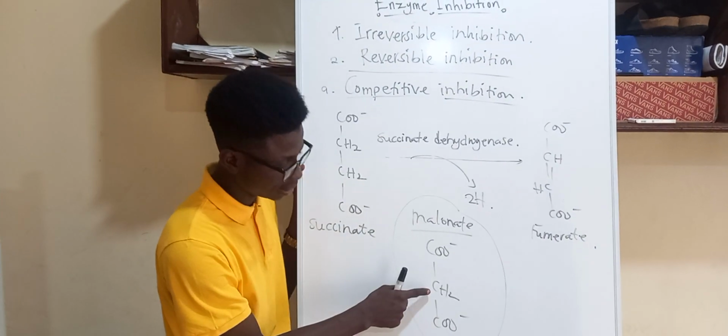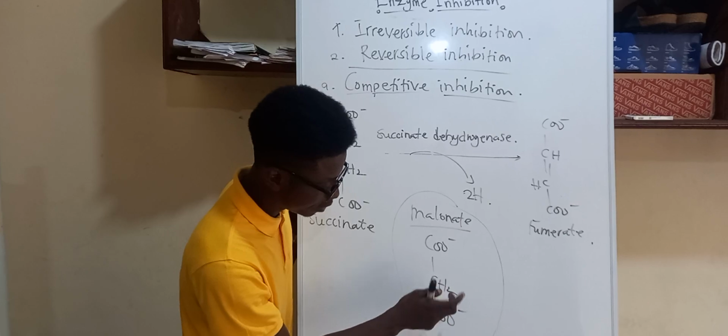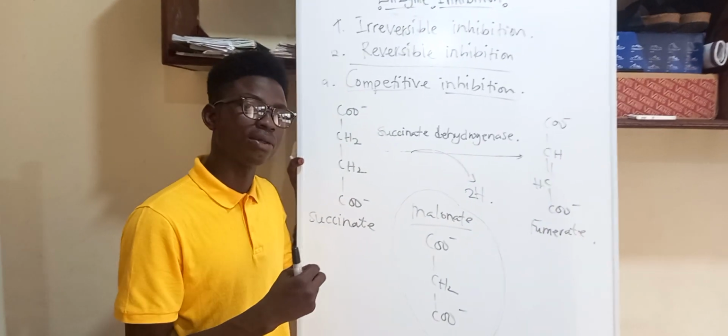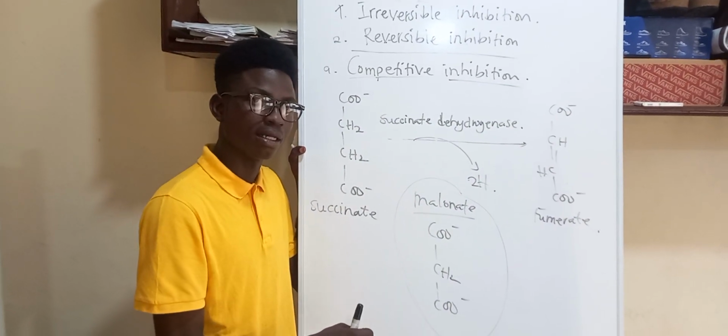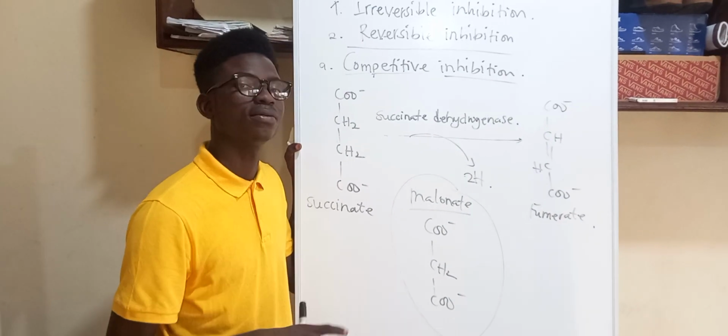Okay, so you can see we have only one methylene group here. When the enzyme takes one hydrogen here, it will not get any other adjacent carbon to extract hydrogen from. So with this, you see it cannot take any hydrogen. As a result, this reaction doesn't occur. So that is the action of these inhibitors.